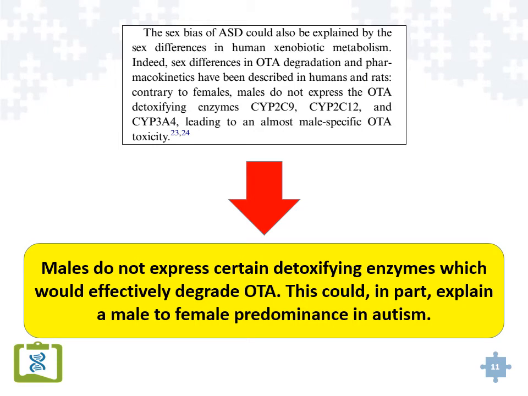Now, it's always been known in autism that there is a 4-to-1 ratio of males to females with an autism diagnosis. Well, it turns out that males don't express some of the detoxification enzymes, these P450 enzymes that exist in the liver for the degradation of ochratoxin. So that could play a role in this whole 4-to-1 ratio scenario, male to female predominance in autism.